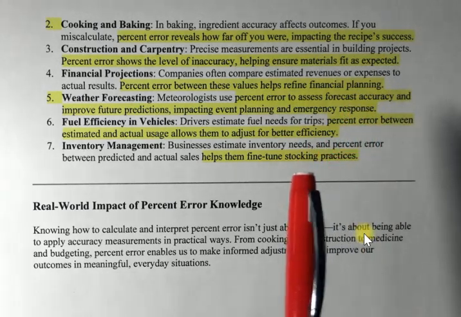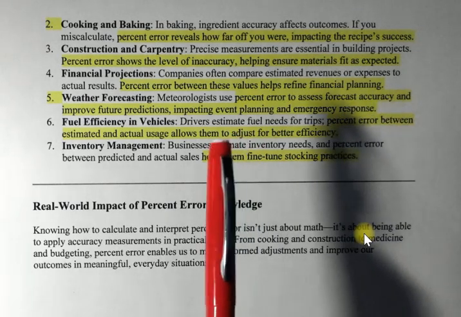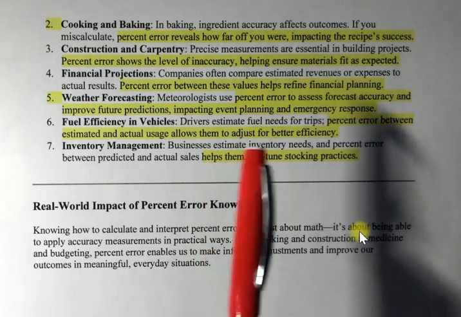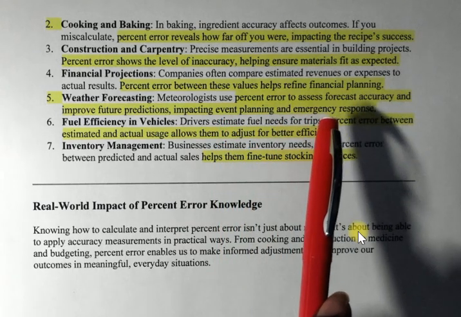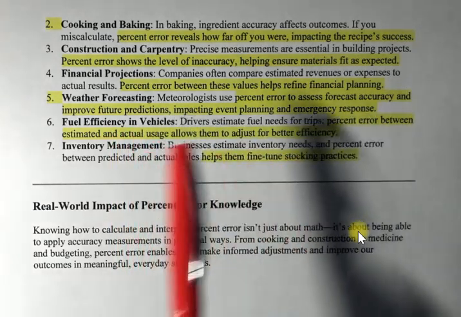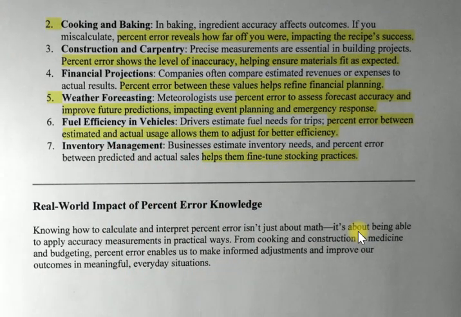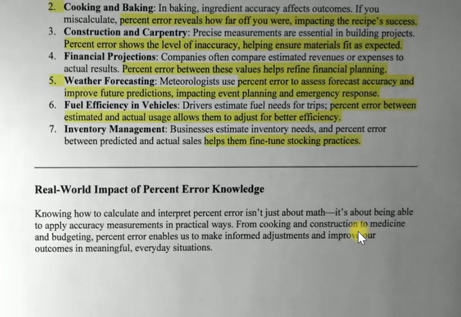In terms of weather, we use it for us to determine what we need to do in case of an emergency. It helps us to plan out better, and also emergency responses, and also future predictions. So it helps us in lots of different ways in terms of weather. Fuel efficiency in vehicles. It helps us so that we can adjust for better efficiency. We can estimate how much fuel we need for our trips.